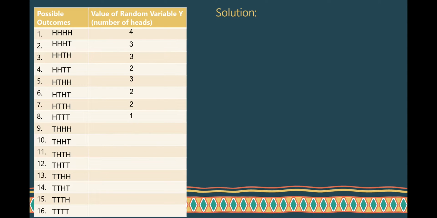8th possible outcome, we have 1 head. 9th possible outcome, we have 3 heads. 10th possible outcome, we have 2 heads. And 11th possible outcome, we have 2 heads. 12th possible outcome, we have 1 head. 13th possible outcome, we have 2 heads. And 14th possible outcome, we have 1 head. 15th possible outcome, we have 1 head. And the 16th possible outcome is 0 heads.